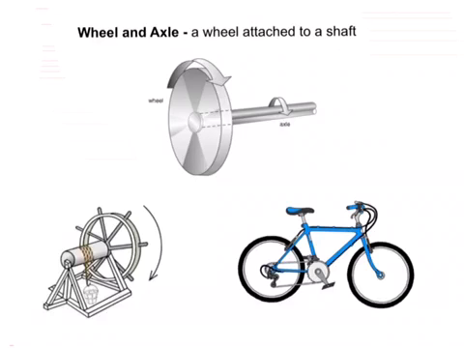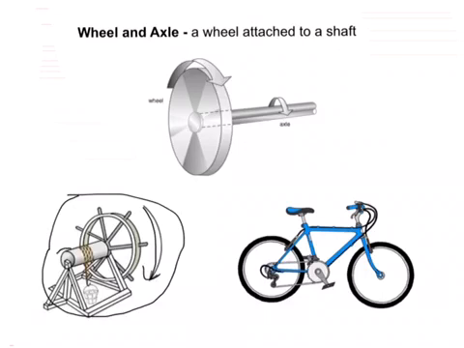First, let's go with what happens when the wheel spins and then spins the axle. And that's this example down here. Let's say we turn this wheel. Well, as we turn that wheel, the little axle here is also going to rotate around. When it rotates around, it'll coil up the rope and bring up the bucket. So in this case, the wheel turns the shaft.